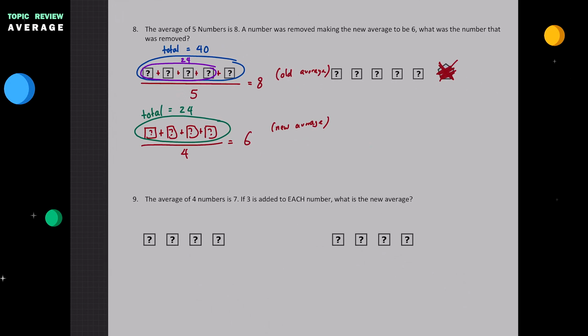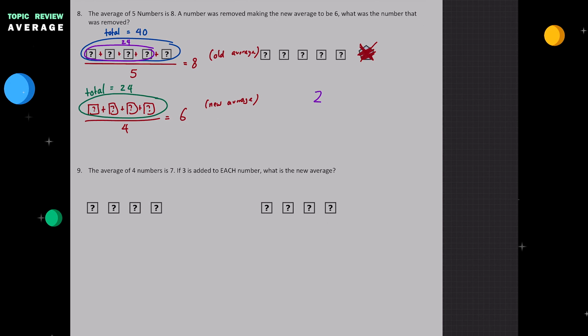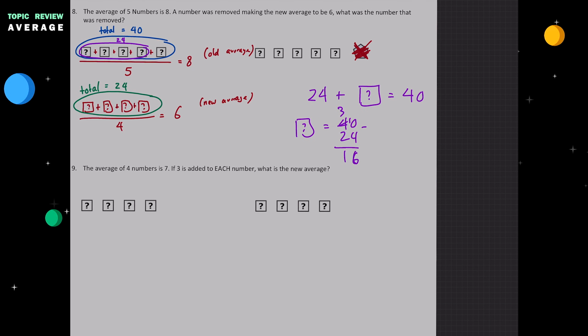So that means that, this is what it means. It means that the first 4 numbers total 24, you're going to add one more number, and you're going to get a total of 40. So what's that number? Well, that number is 40 take away 24. You do a subtraction, you get that number. 10 minus 4 is 6, 3 minus 2 is 1, so the answer is 16. That means that last number must equal 16. So that answers the question: what was the number that was removed? That was 16. Okay.